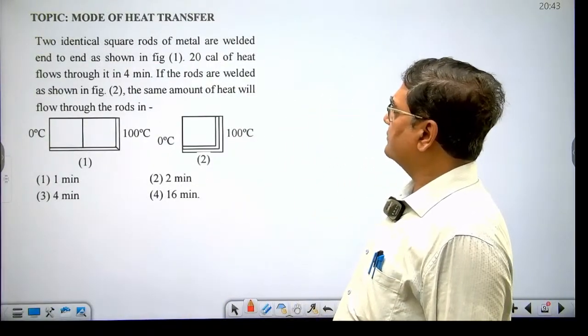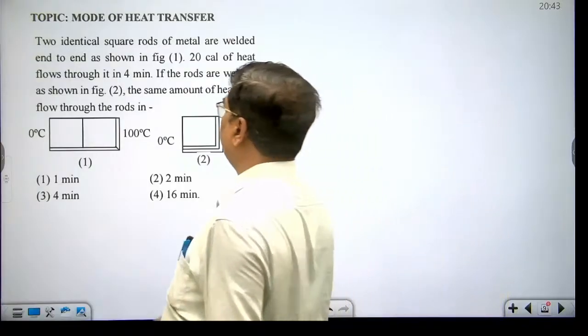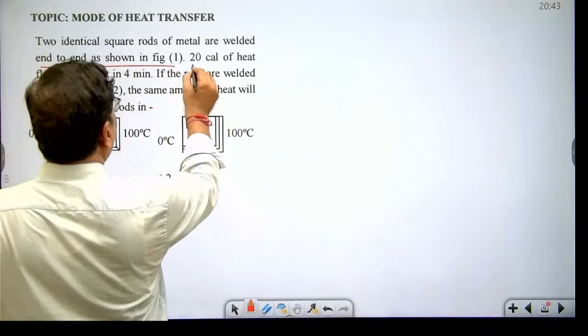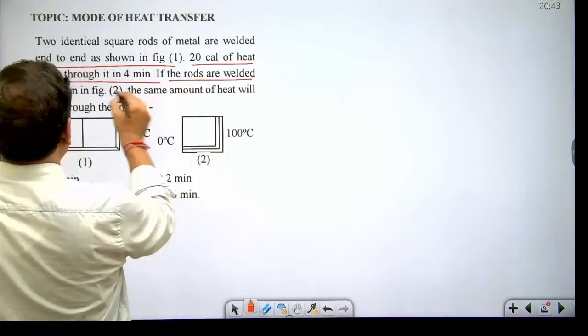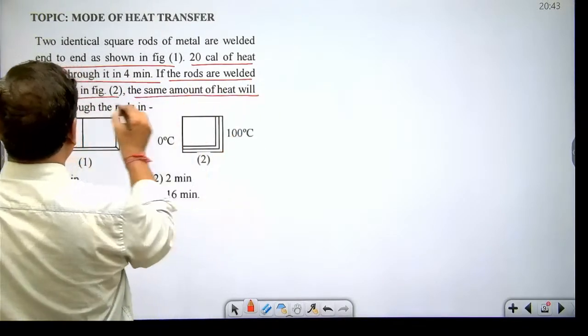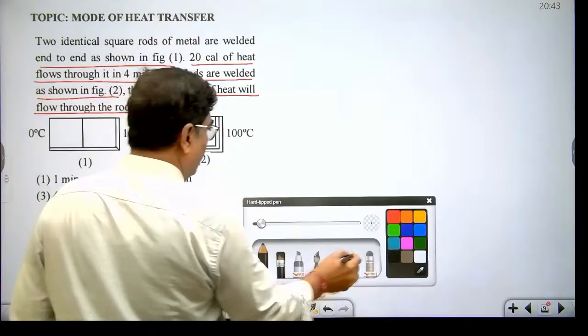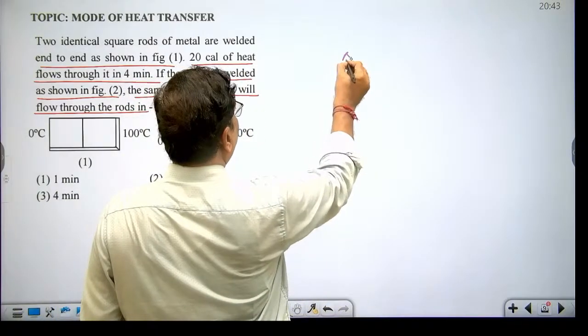Two identical square rods of metal are welded end to end as shown in figure 1. 20 calories of heat flow through it in 4 minutes. If the rods are welded as shown in figure 2, the same amount of heat will flow through the rods in... Dear student, this is the concept.